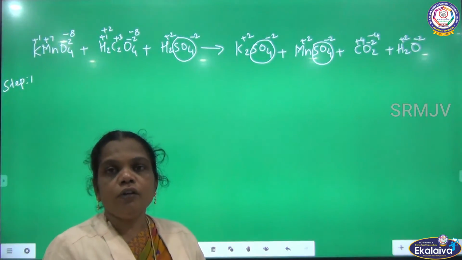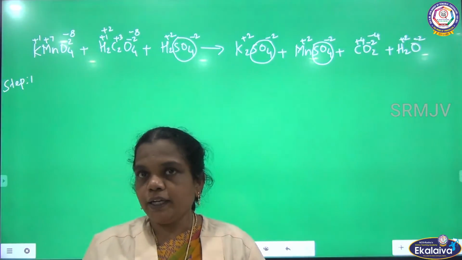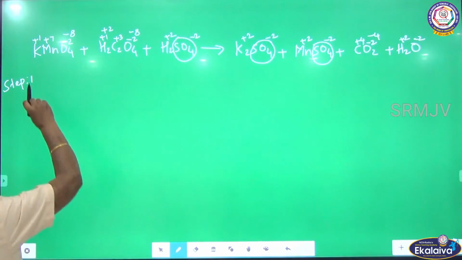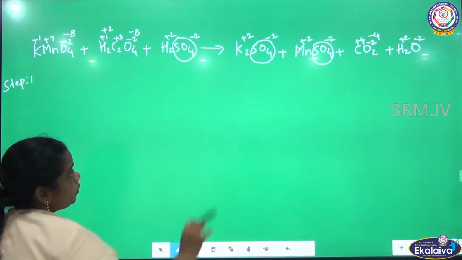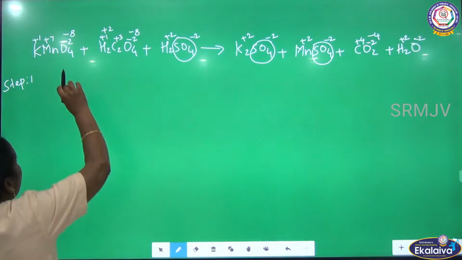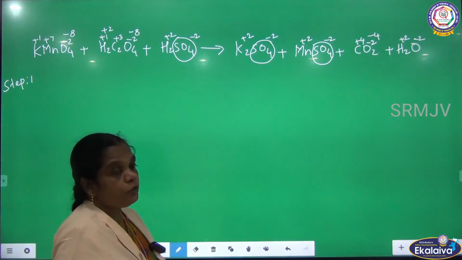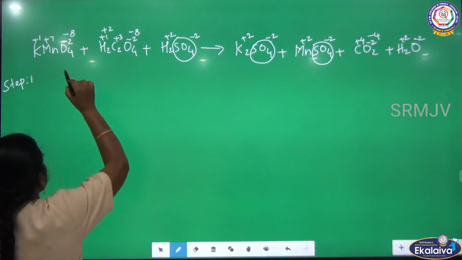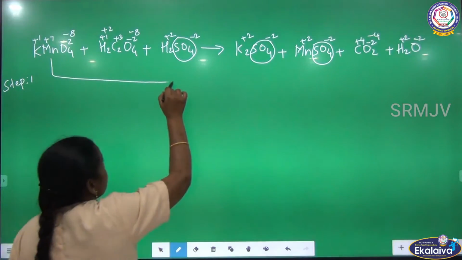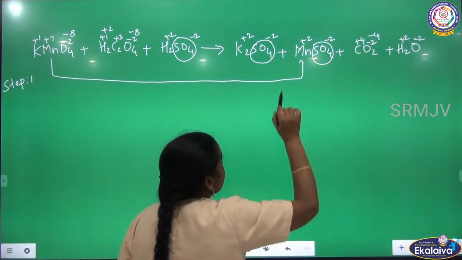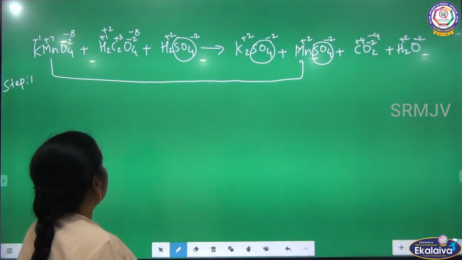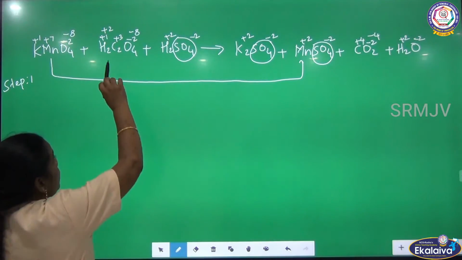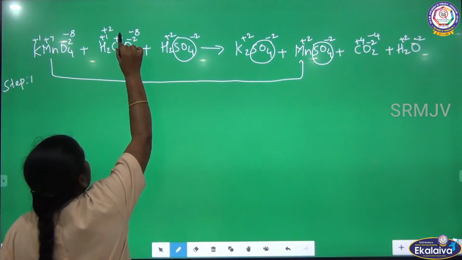Now you have to find out which element undergoes the reduction process and which element undergoes the oxidation. Now potassium in all the combinations has +1 oxidation, and oxygen in all the combinations has -2 oxidation. And next manganese +7 to +2. So there is a change in the oxidation number in manganese. And then hydrogen in all the combinations has +1 oxidation, and then carbon +3 to +4. So here there is a change.